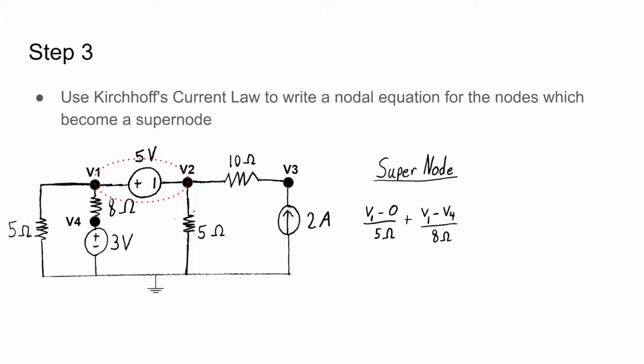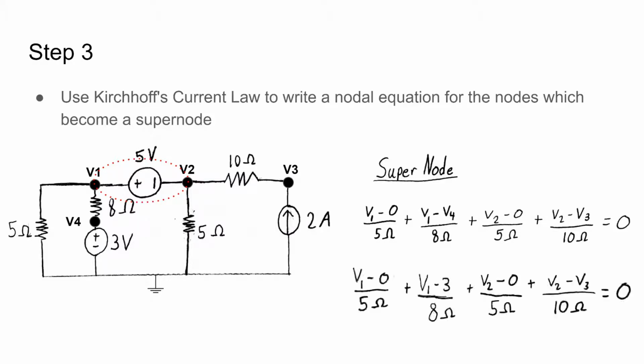Here, we know that V4 is equal to 3 volts by intersection. Therefore, we could simply write V1 minus 3 volts. We then add the first branch of node 2 as V2 minus 0 over 5. And finally, V2 minus V3 over 10, and set this equal to 0. Here is our equation with V4 as 3 volts, so there are 3 unknown variables.